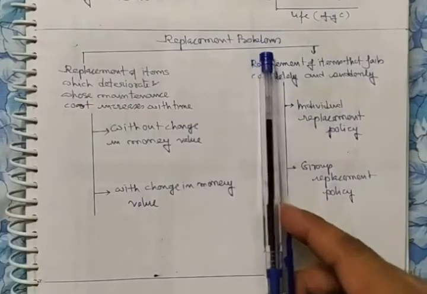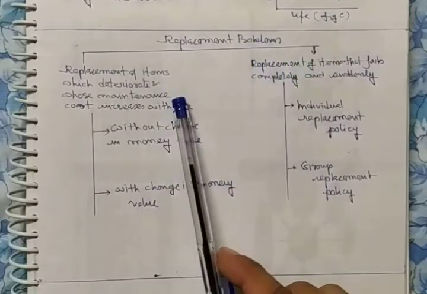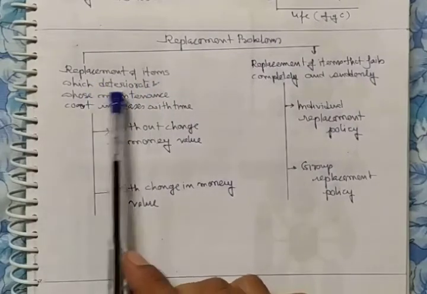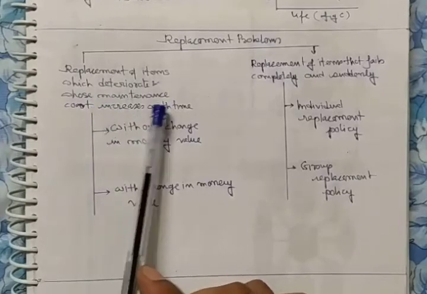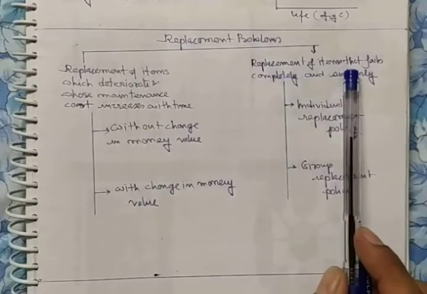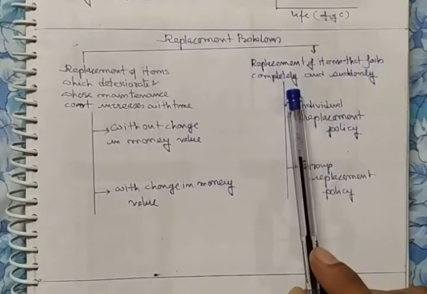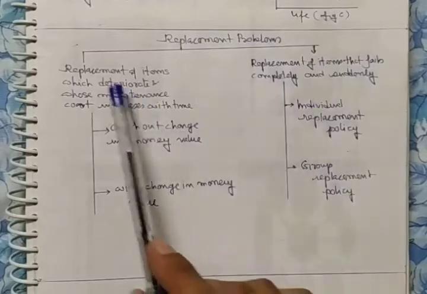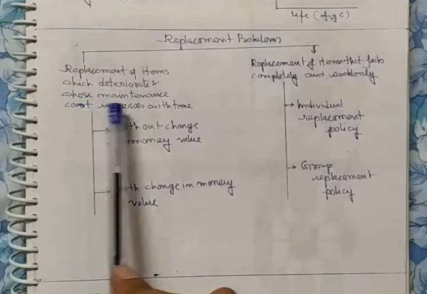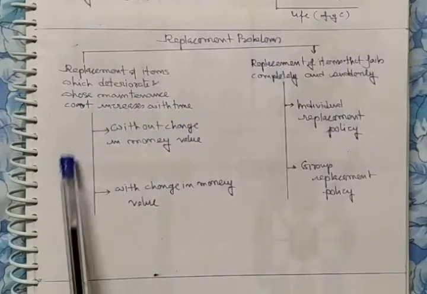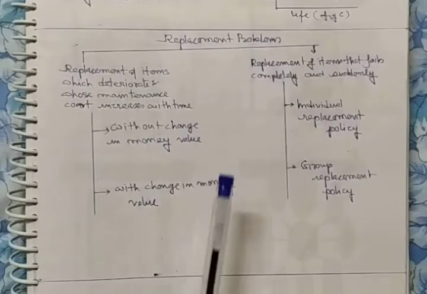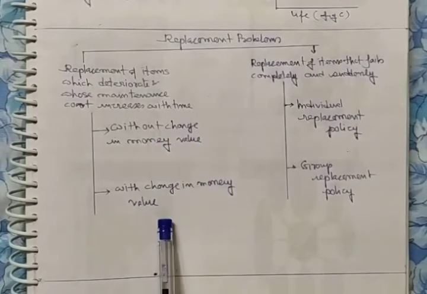Your replacement model is basically divided into two categories. Number one, replacement of an item which deteriorates and whose maintenance cost increases with time. Another one, replacement of an item that fails completely and suddenly. Under the replacement of an item which deteriorates and whose maintenance cost increases with time, you will divide it into two categories: without change in money value and with change in money value.